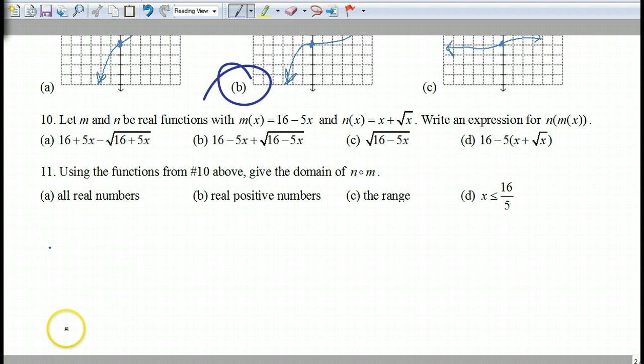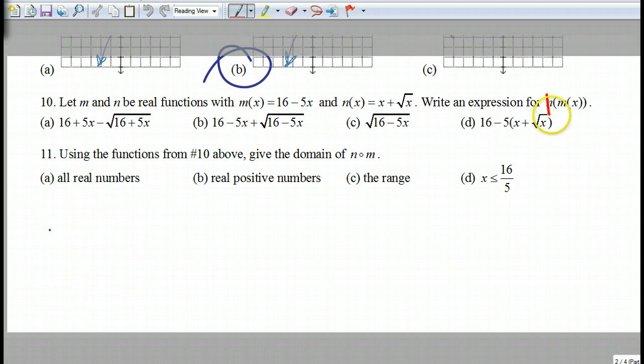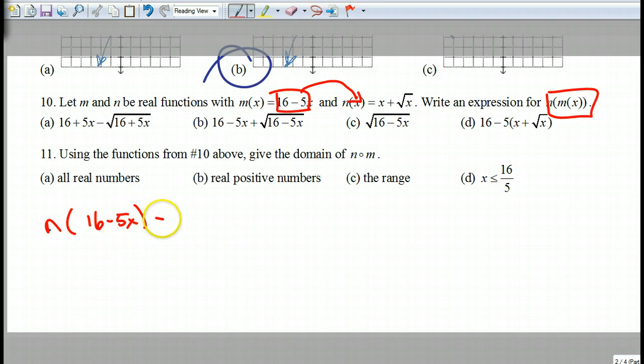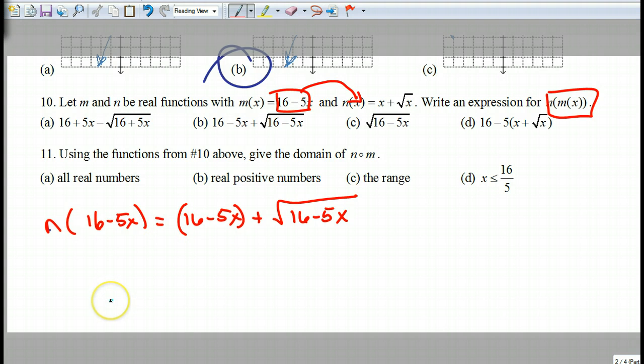Oh, shoot, it stopped working on me. Okay, so we're supposed to do this, n of m of x. So we're going to take m of x and put that into n. So that'll be n of 16 minus 5x. So that's going to be 16 minus 5x is replacing the x value, plus the square root of 16 minus 5x. Okay? So which one of these is most like that? B. You can't even put them together. There's nothing you can do to put them together, so you can take the parentheses out. That's about it.